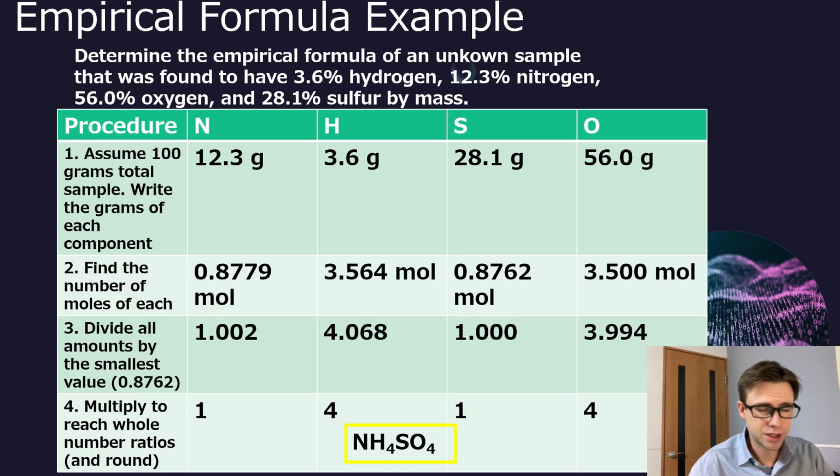Molar mass for nitrogen is what you see on the periodic table for atomic weight. It's 14.01. So dividing 12.3 by 14.01 gives 0.8779 moles. Write the units so you don't confuse yourself. Same thing for hydrogen, that's 3.564 moles. Same thing for sulfur, that's 0.8762 moles. And same thing for oxygen, 3.5 moles.